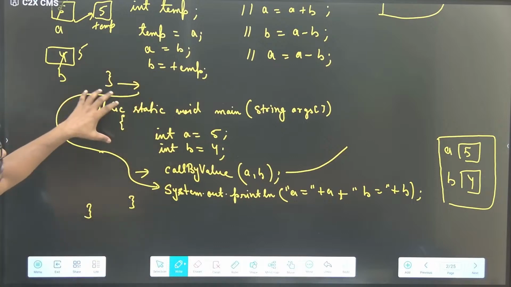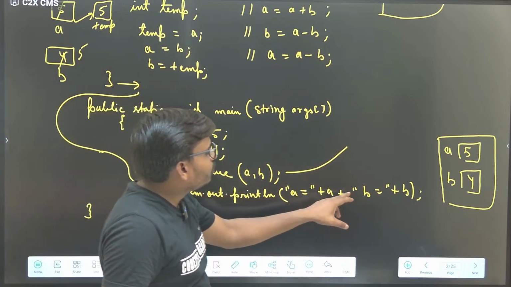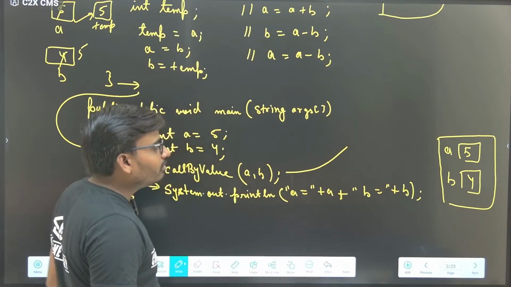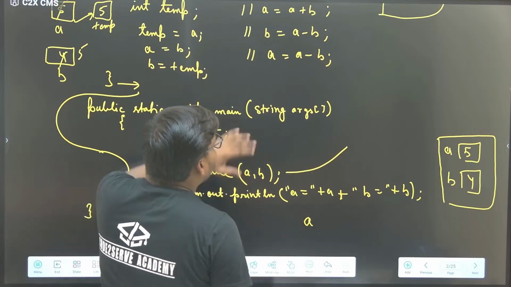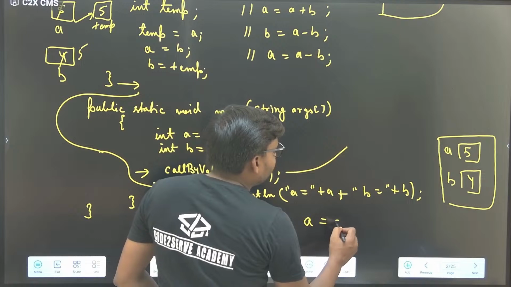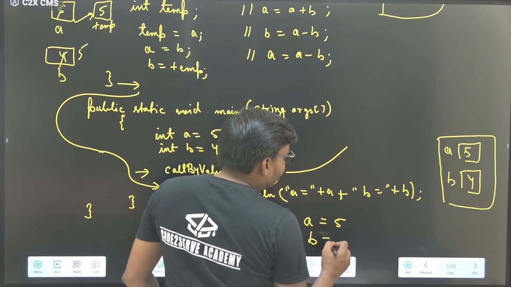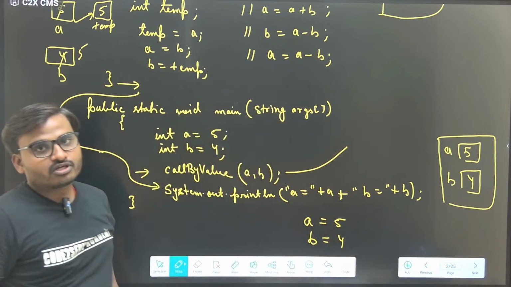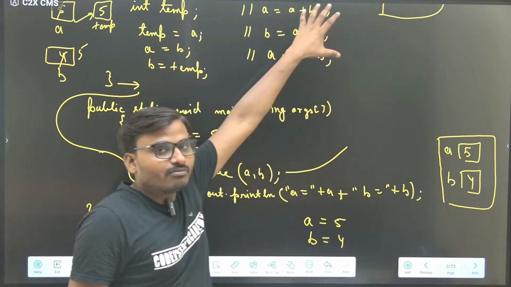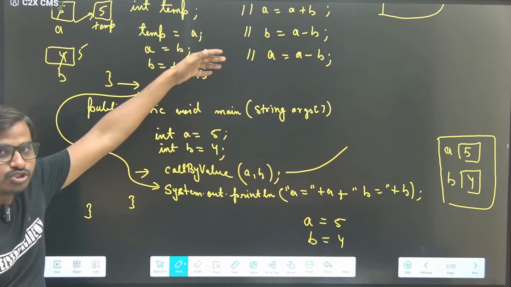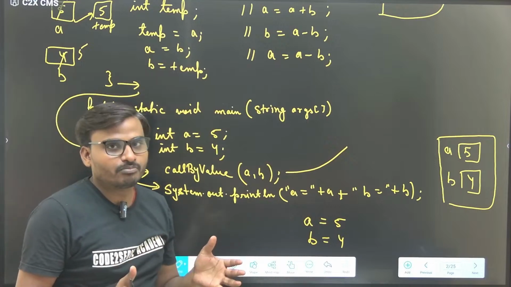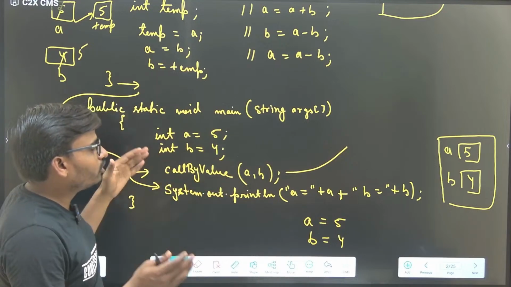After this, if you print the value of A and the value of B, the values inside the function got changed, but here the value is still 5, A is still 5 and B is still 4. That means the value that you pass as a call by value to another function, the actual changes happen in a separate copy. Okay, so that is what I wanted to show you.